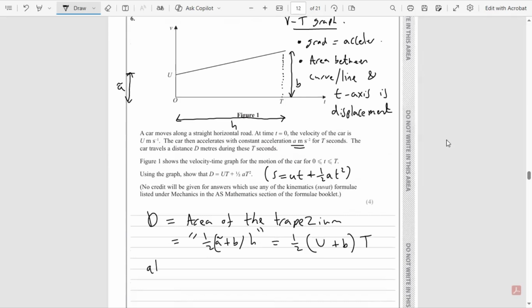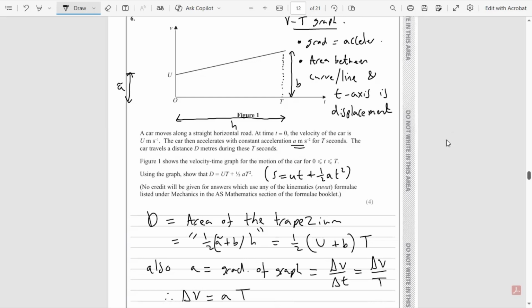So we can say that also the acceleration is gradient of graph, and that is equal to change in velocity over change in time. Now we know what the change in time is. We know the change in time is just capital T. So change in velocity over capital T equals A. So therefore that means change in velocity is equal to A times capital T.